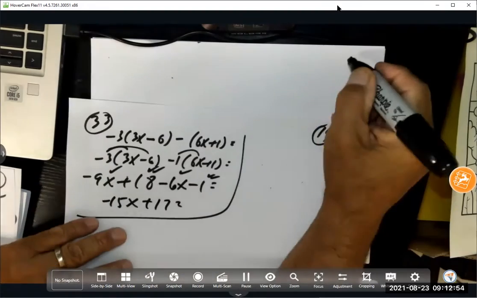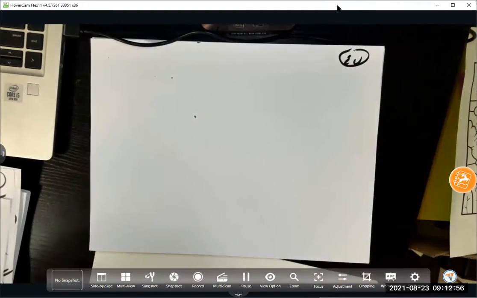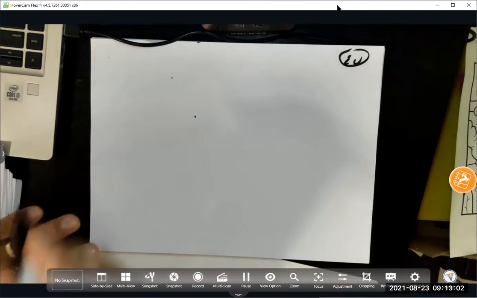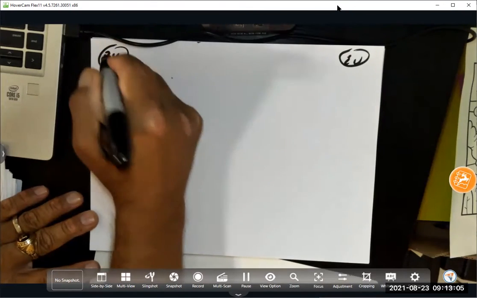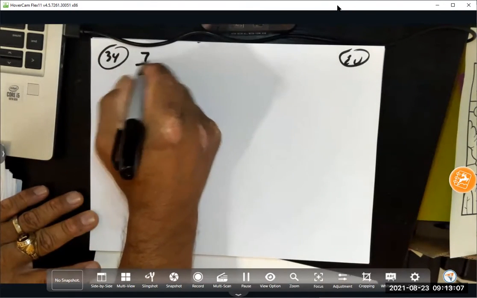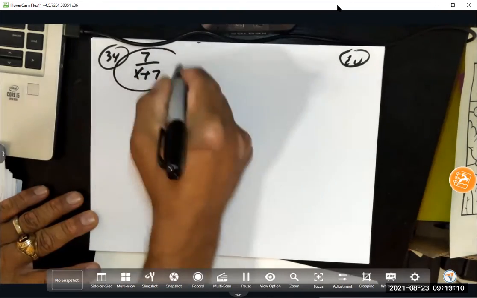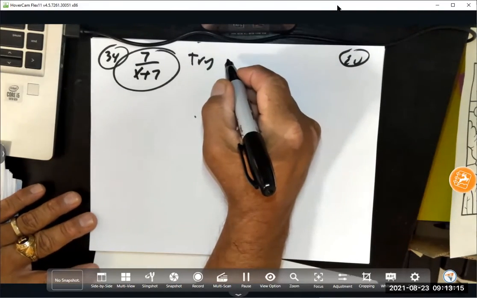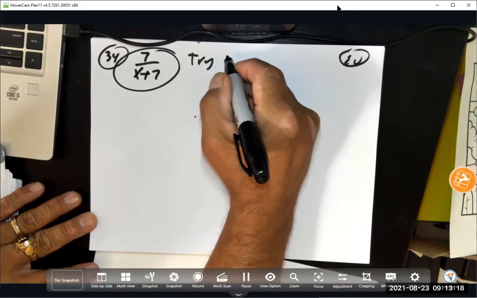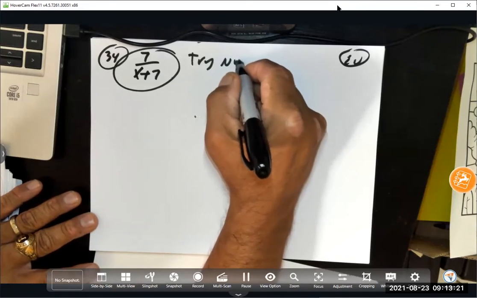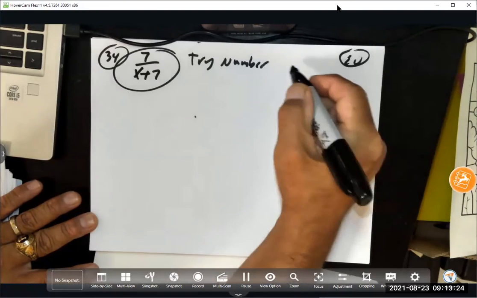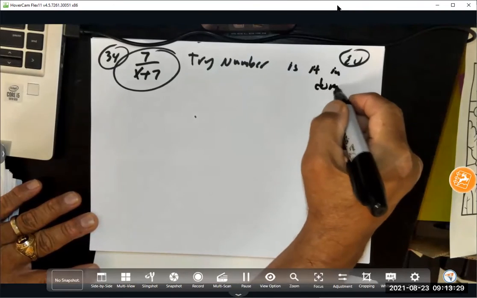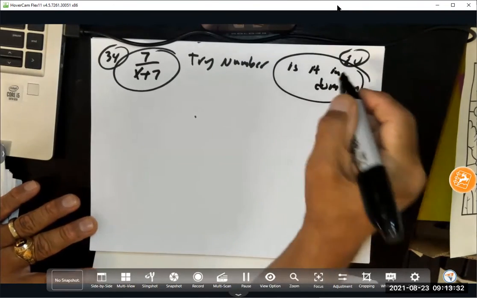Next page, number 34. They're going to give you a formula like 7 over x plus 7. And then you try the number and see if it works. Is it in the domain? I'll show you what that means in a second. Is it in the domain?